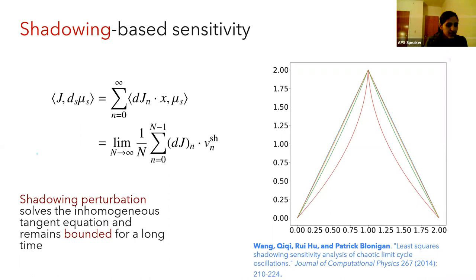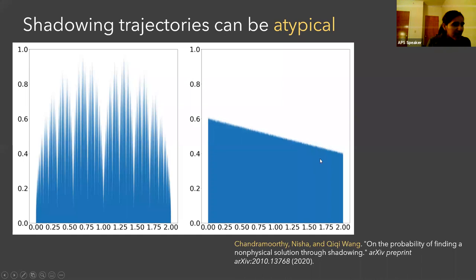However, the sensitivity is not equal to the true sensitivity, which is given by this Wells linear response formula. And the reason can be understood visually by looking at this one-dimensional example, which we have seen earlier, where the perturbed maps are represented using these orange, green, and red. And on the green line, on the right is shown the probability distribution of a typically observed trajectory starting from almost everywhere. And on the left is shown the probability distribution computed empirically along a long shadowing orbit.